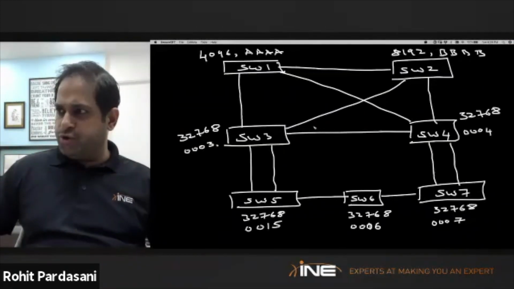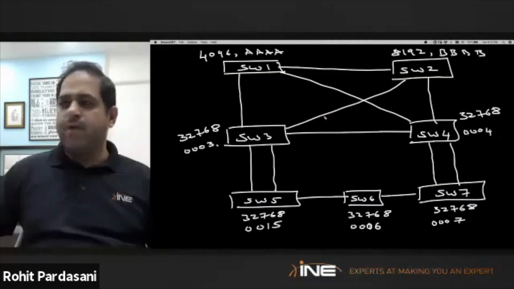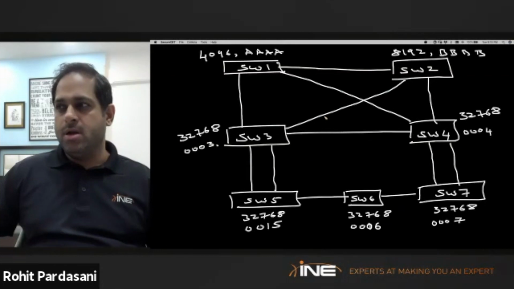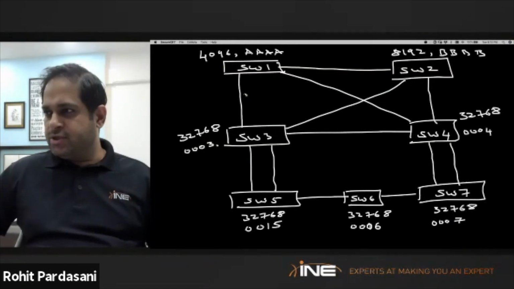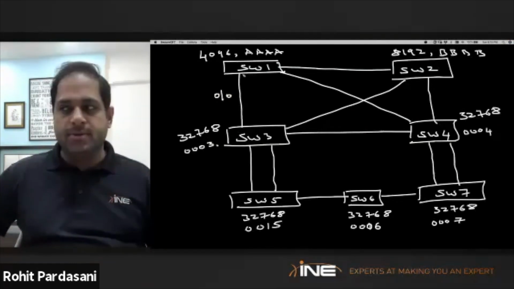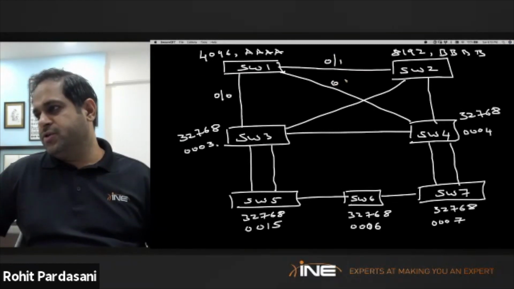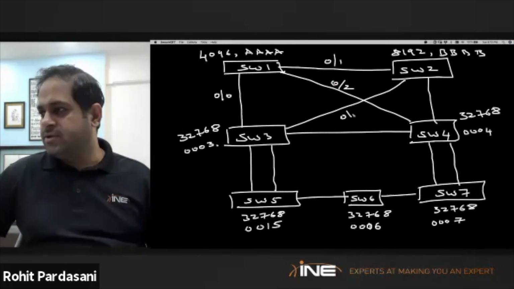And let's also do one thing, just to make it a bit more interesting. I will write down the port number. So let's say this was FastEthernet 0/0 on both sides. This was 0/1. This was 0/2. This is 0/3. This is 0/4.